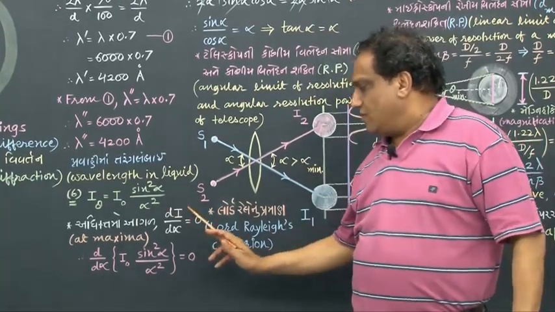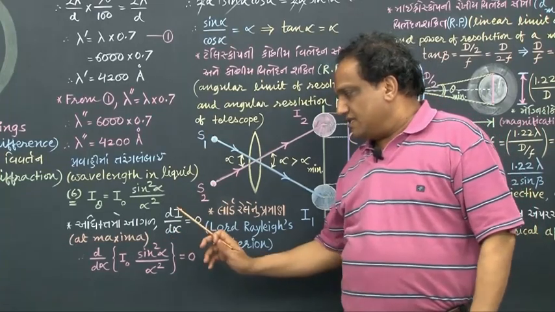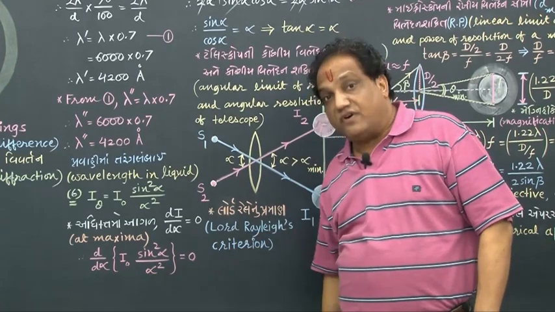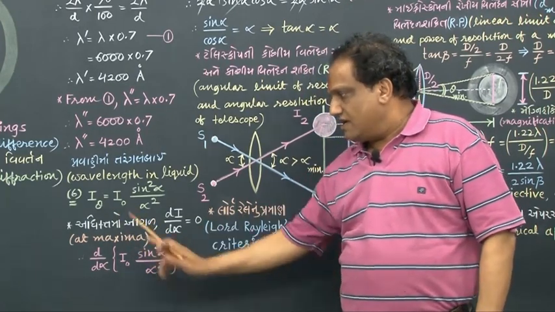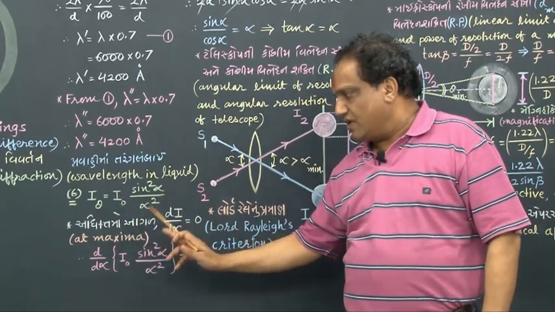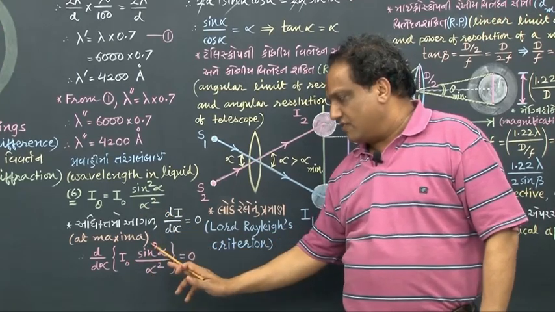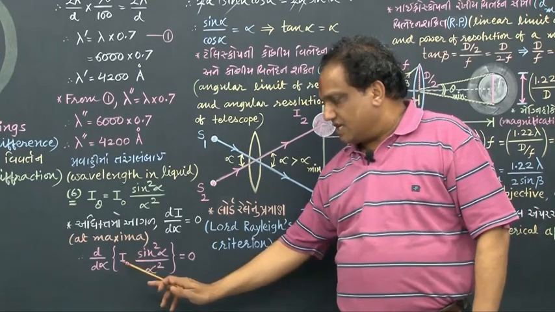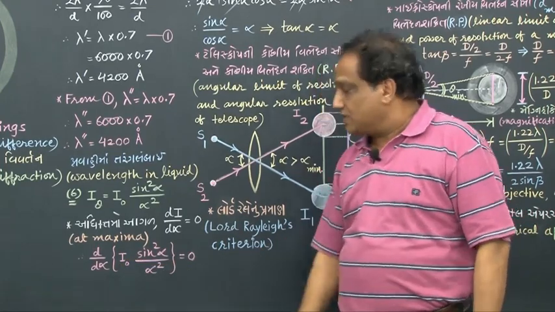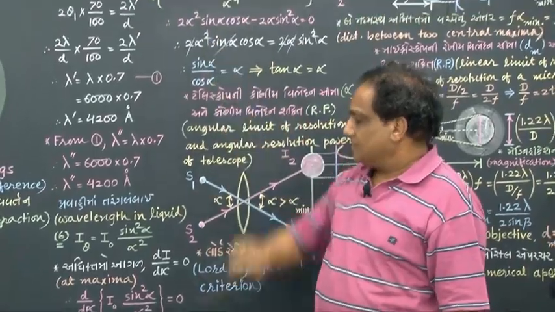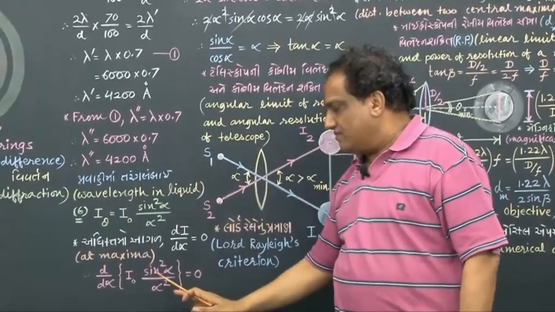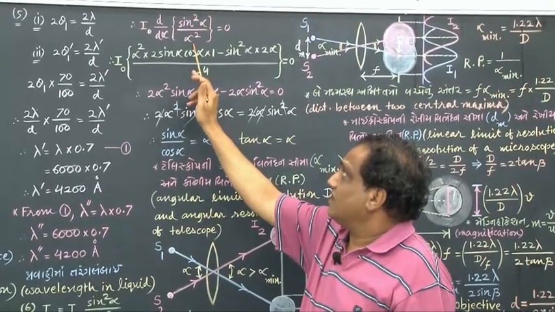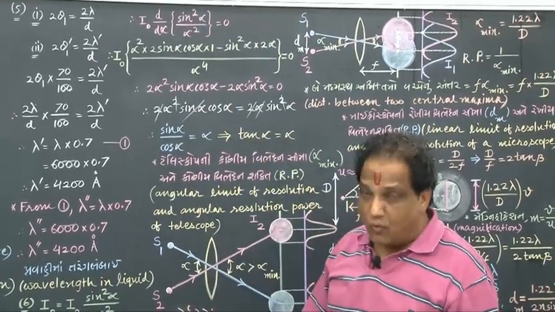So here dI/dα is 0, that is d/dα of I. What is the I formula? I0 sin²α/α², and that should be equal to 0. Because I0 is constant, it can be taken out. So I0 is taken out, what is left is d/dα of sin²α/α², that is equal to 0.